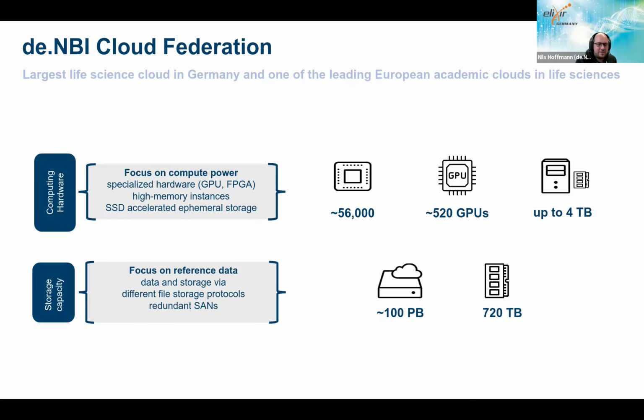So let's go over some numbers. This is most of the integration already done now. At the moment, the de.NBI Cloud has 8 sites. We have about 56,000 CPUs at the moment, about 520 GPUs, ranging from V100 models, P100 models, up to A100 models nowadays, but also increasingly smaller ones like L4 or A40 models.